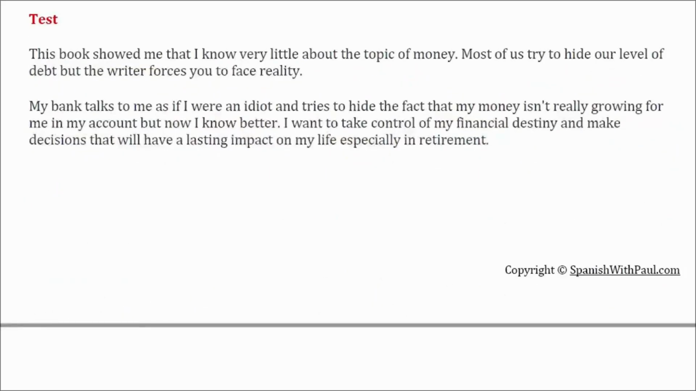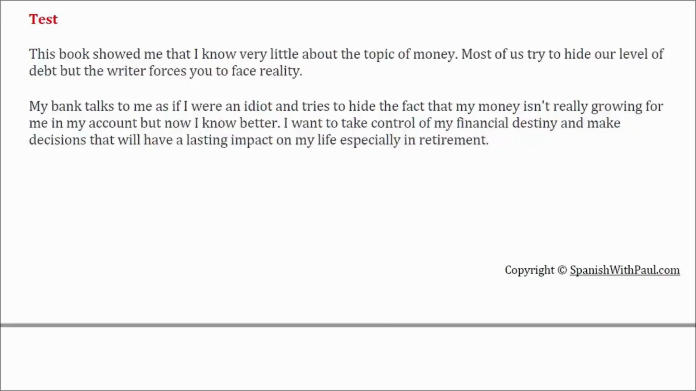Let's try to translate this now. We have este libro me mostró que sé muy poco sobre el tema del dinero. La mayoría de nosotros tratamos de ocultar nuestro nivel de deuda, pero el escritor te obliga a afrontar la realidad.